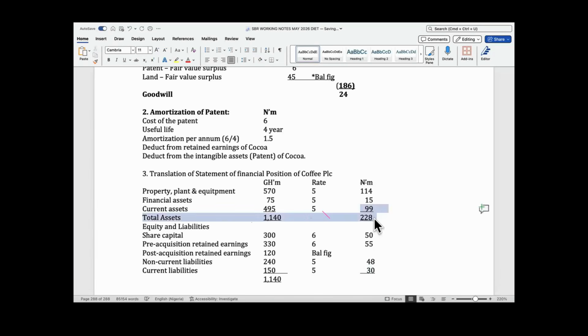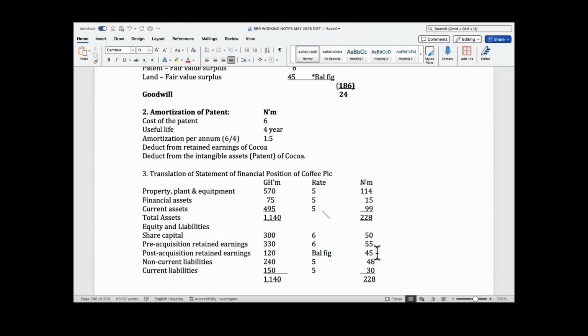It will be the same thing as this. 228. So if you add all of this, 50, 55, 48, 30, what's the total of all of that? 183. Okay. 228 minus 183 is how much? 45. That's the balancing figure. So I've written it there as the balancing figure.